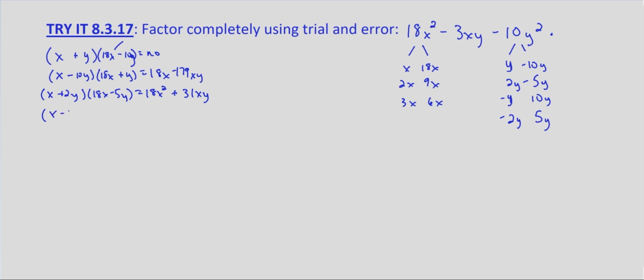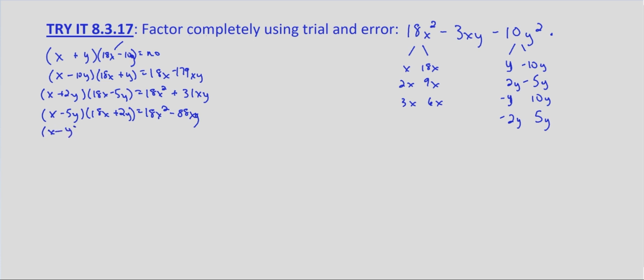So x minus 5y times 18x plus 2y. That equals 18x squared plus 2xy minus 90xy. 5 times 10 is 50, 5 times 8 is 40, so that makes 90. So 2xy minus 90xy is minus 88xy, so we know that's not it. So now we go on to the next one.